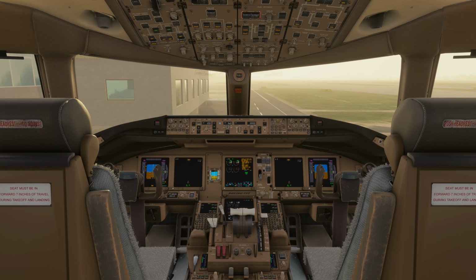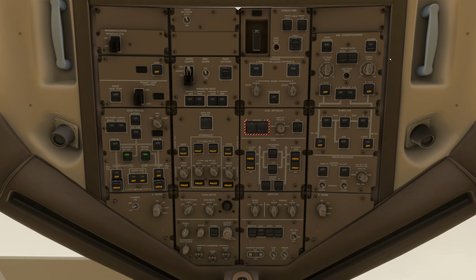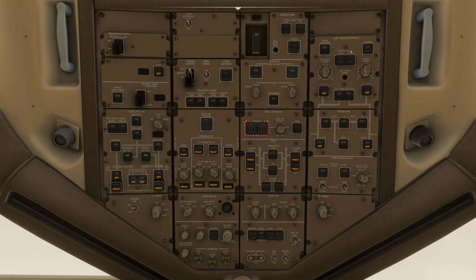Okay, so if you did the procedure the way it was supposed to be, if you turned off the airplane the way it was supposed to be, your packs would be off anyway. And then once you connect the external air conditioning, you can come here and turn the recirculation fans, upper and lower, to off.